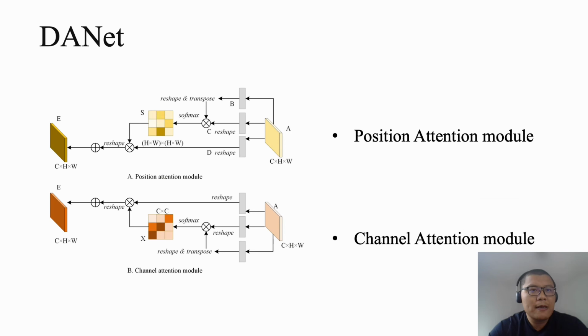And also the DANet. In this network, the position attention module makes sure similar features at different distances make the same contribution to the final feature maps. And the channel attention module introduced a self-attention mechanism to aggregate features in the channel dimension.